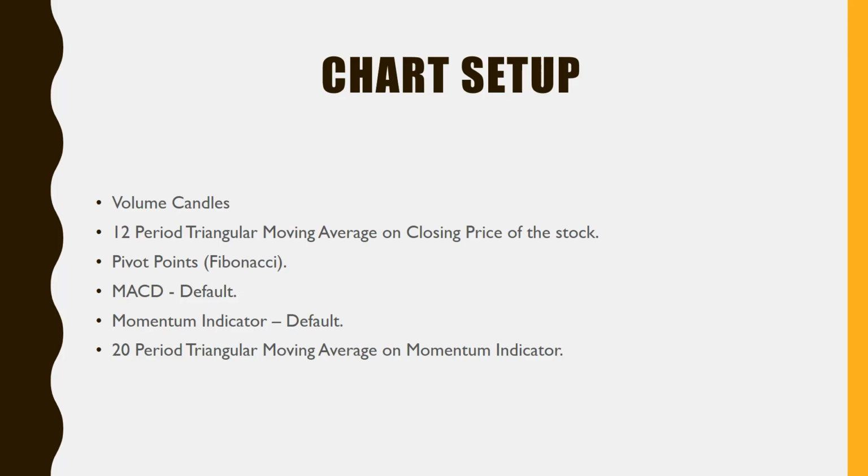This might be new for some of you. You can add another indicator over an indicator. So once you have added the momentum indicator on your chart, you apply a 20 period triangular moving average on the momentum indicator. Now first let's see an example, and then I will guide you step by step through the steps that you need to look for.